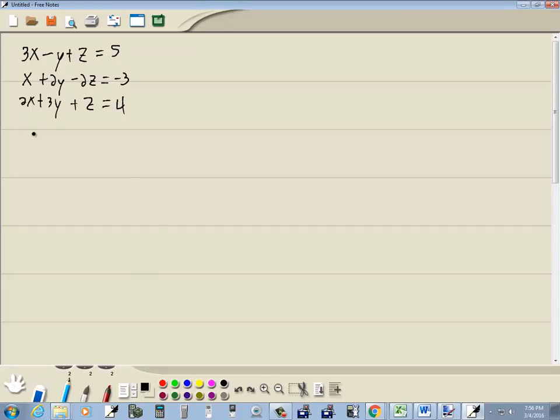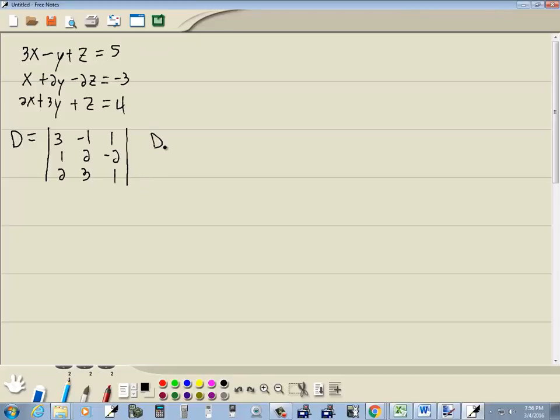Okay. First off, we're going to have some determinants we're going to find. Our first one we just refer to as d. And this is going to be the coefficients off of our variable terms. So all the terms over here on the left side, we'll just drop the variables. So we got 3, negative 1, 1, 1, 2, negative 2, 2, 3, 1. And just double check my signs again.